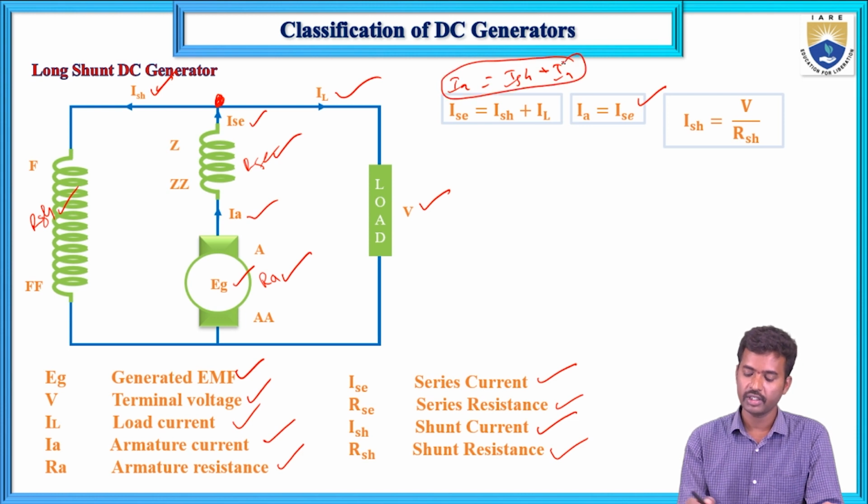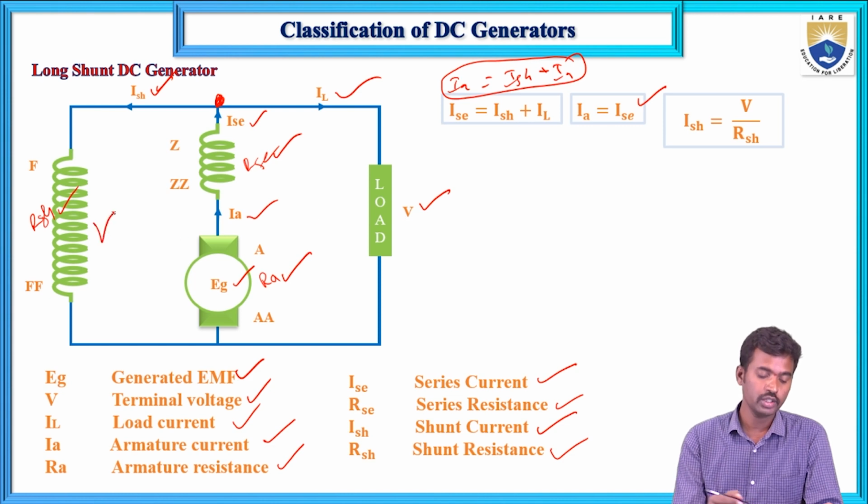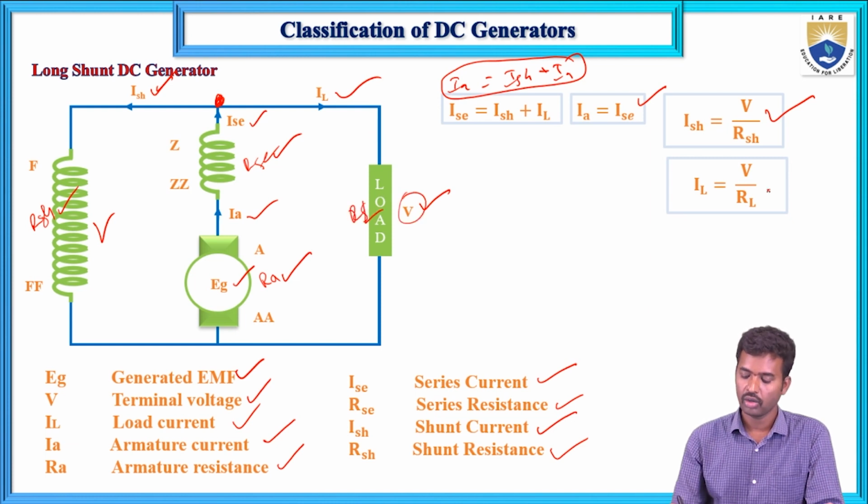In a series connection the same current flows through each element, and in a parallel connection the same voltage is developed across each element. So the terminal voltage V equals the shunt field winding voltage, and ISH equals V divided by RSH, the shunt resistance. Similarly, the load current IL equals the terminal voltage divided by the load resistance RL.